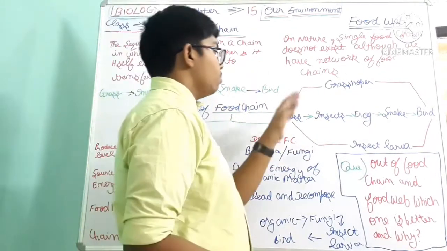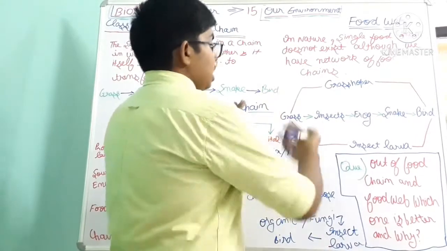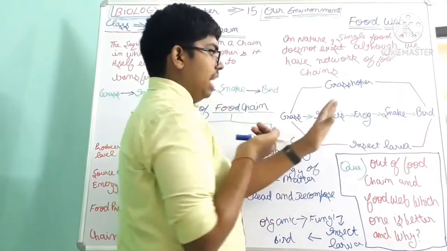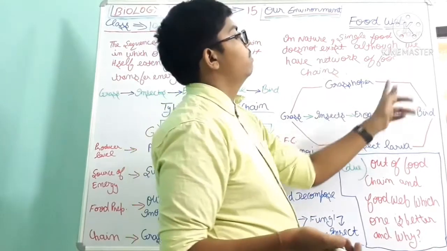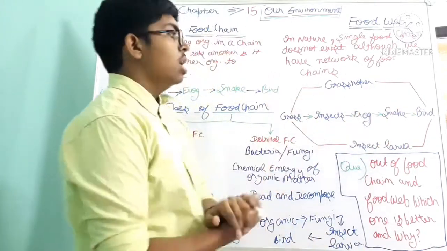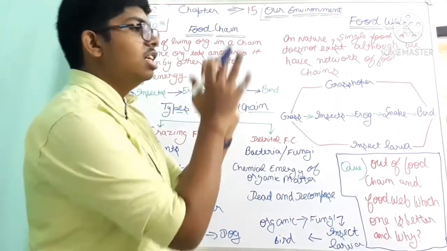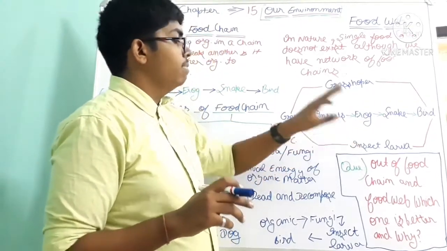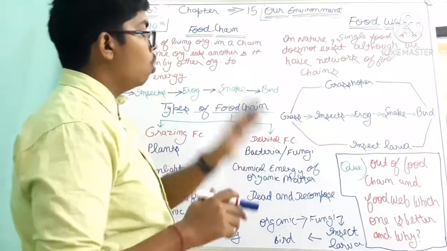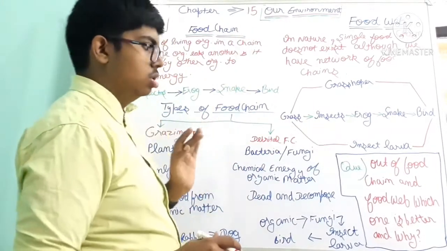Now see the food web there. Insect eats the grass, frog eats the insect, snake eats the frog, and then the bird eats the snake. Now in a food web there are alternate options. If one level of organism became extinct, the organism now has another option.